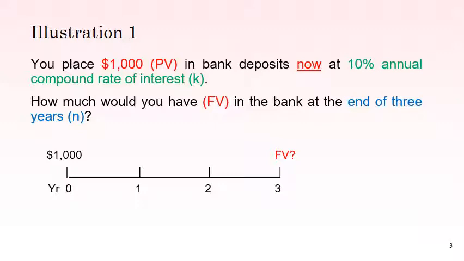So look at this time value. You deposit $1,000 today at t equals 0. This is a timeline. So we are looking for, at the end of 3 years, what's the future value?